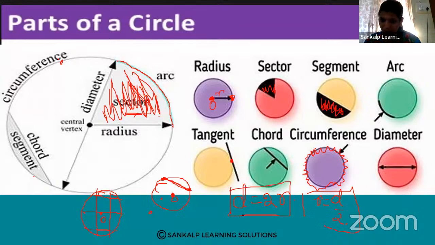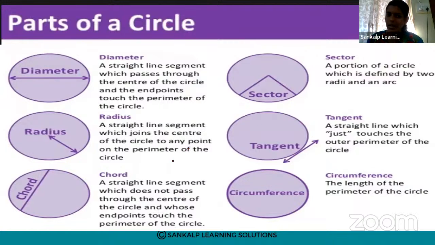Okay, this is important. Next, parts of a circle, that is diameter. Diameter means what? A straight line segment which passes through the center of the circle and the end points touches the perimeter of the circle, that you call it as a diameter. So diameter is like this. Okay, next. So higene barbekantilla. So it may be like this also, but it should pass through the center of the circle.